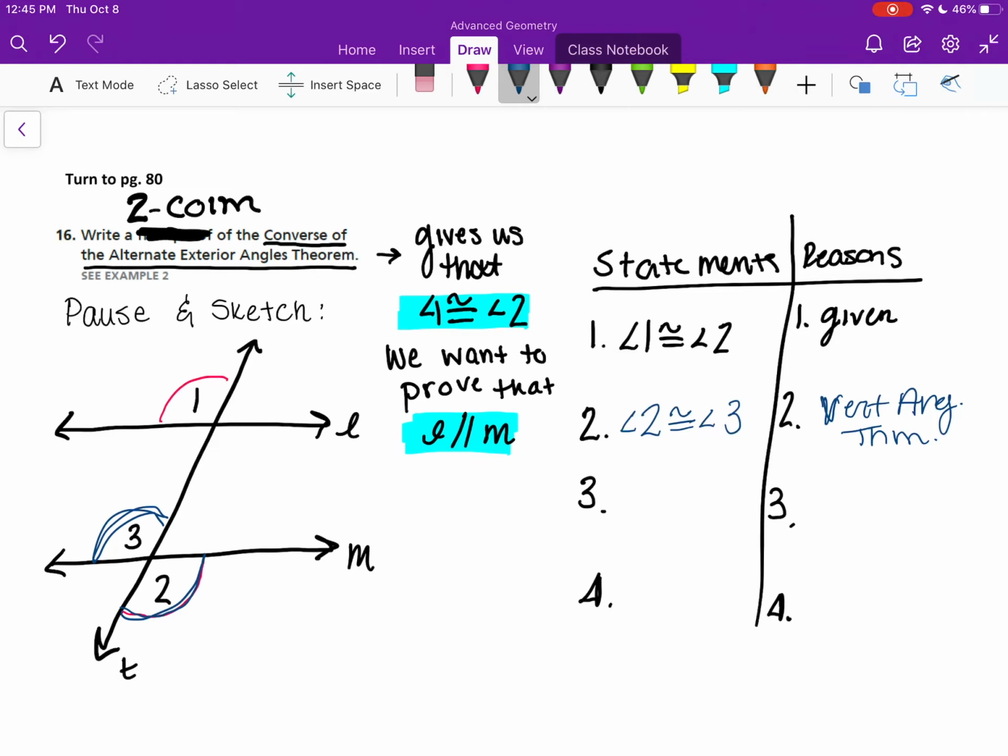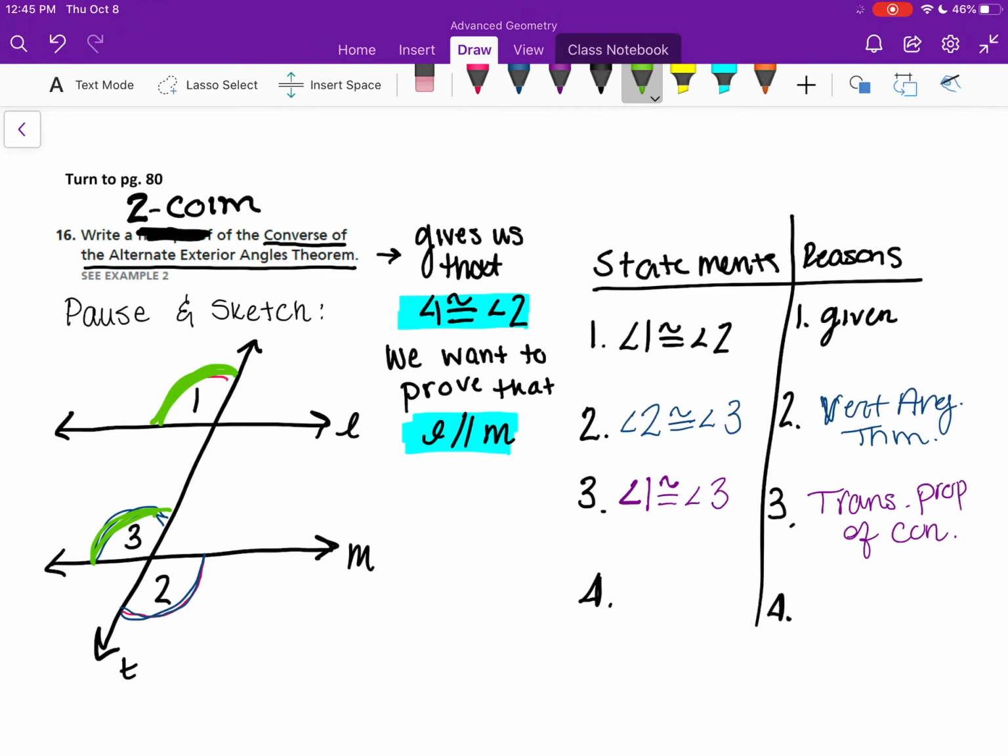Okay, let's think from there. We know that 1 is congruent to 2. We also know that 3 is congruent to 2. So that tells us that angle 1 is going to be congruent to angle 3, because congruence is transitive, so we can just put the transitive property of congruence. And now, because we're thinking backwards, we've proved that 3 is congruent to 1 via transitive.